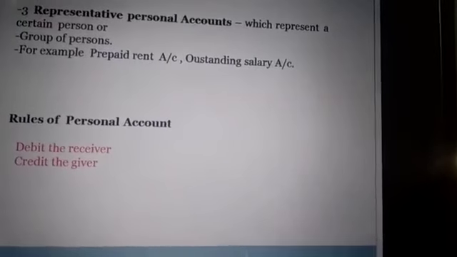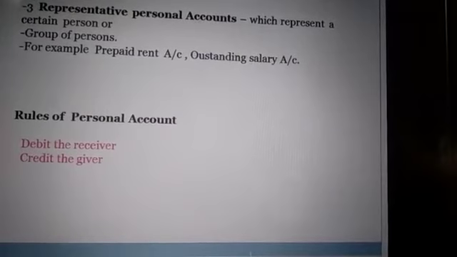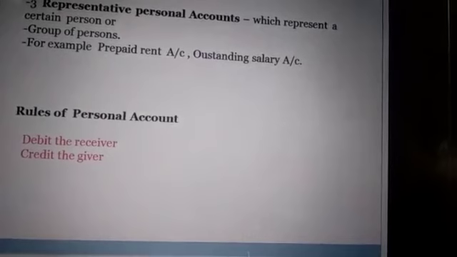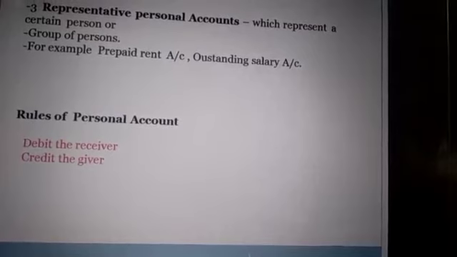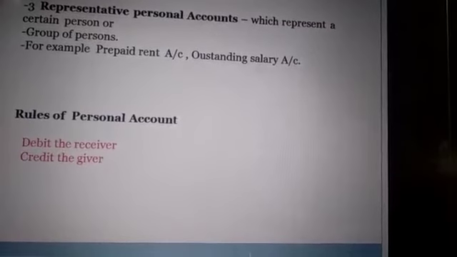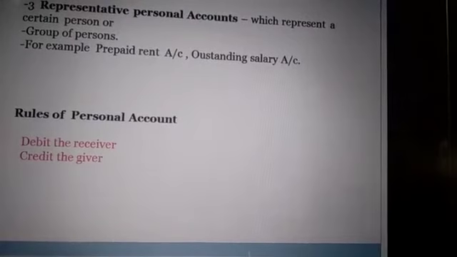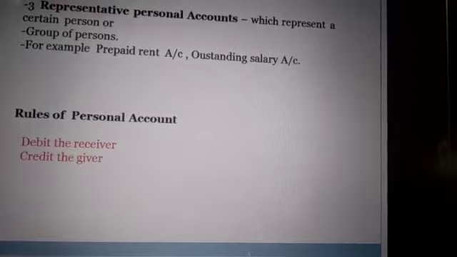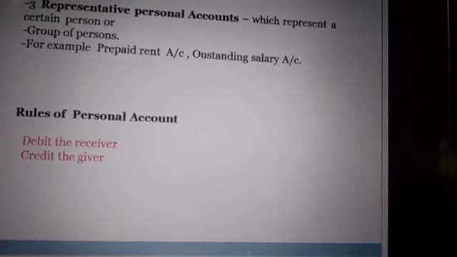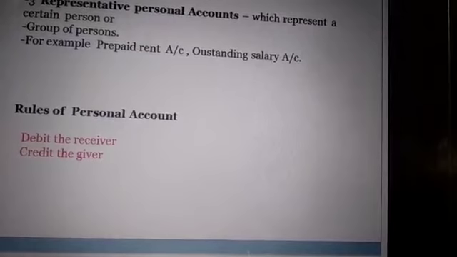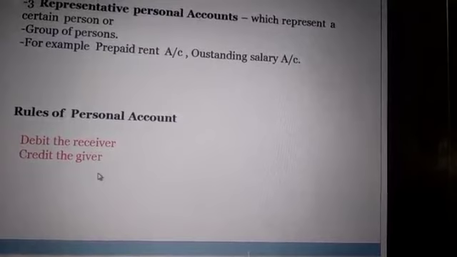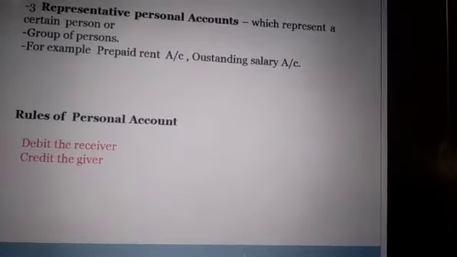Now, there are also some rules based on three accounts: personal, real and nominal. First of all, the rule of personal account is debit. Just listen for now; in the next part we will cover the rules in detail. So the rules are: debit the receiver. What do you have to do in personal account? Debit the receiver and credit the giver. You have to learn these rules, okay? So debit the receiver and credit the giver. Moving to next.